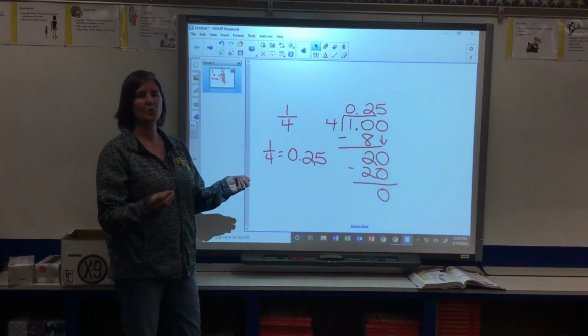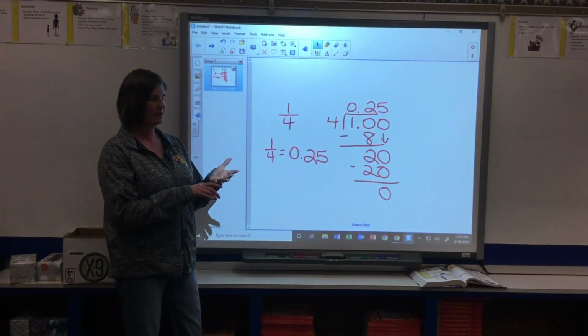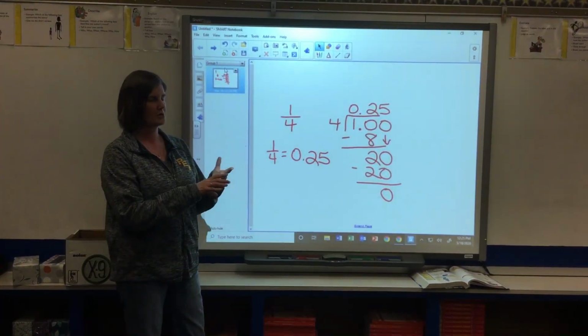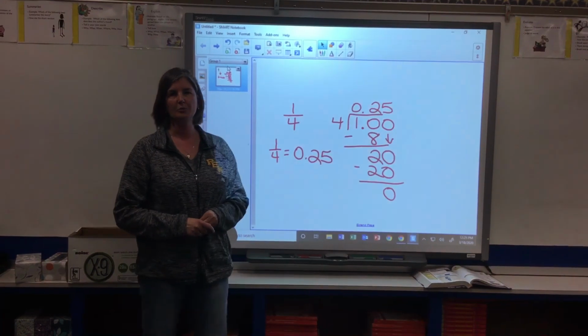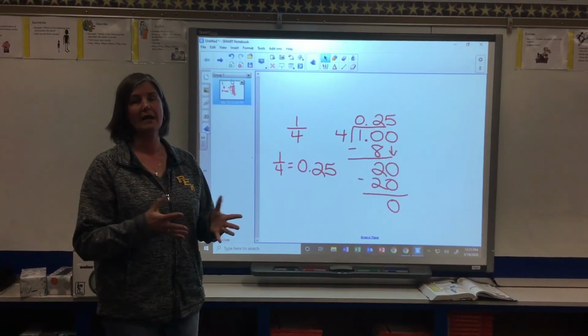So if you get a problem where there's a fraction in it for area or volume or surface area, turn that fraction into a decimal, and then you'll be able to divide it out or multiply it out that way with the decimal.